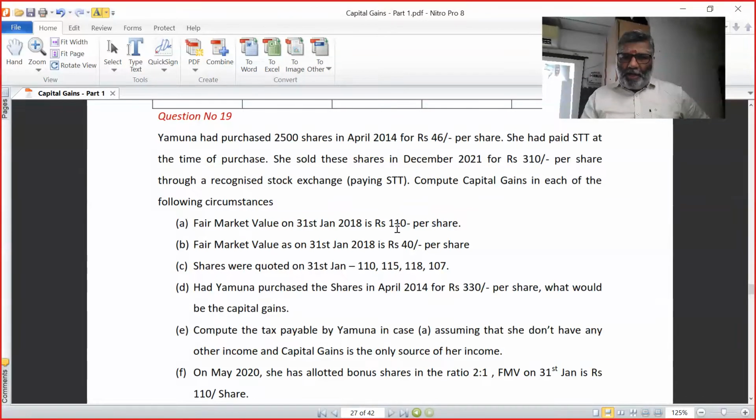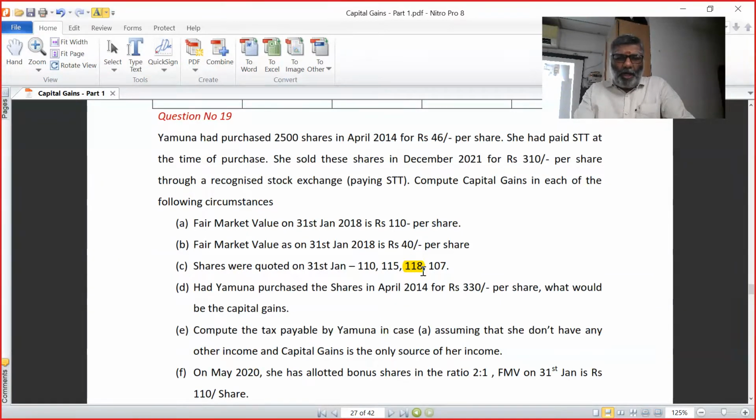If the fair market value as on 31/1/2018 is 40, or the shares are quoted on 31st January 2018 at 110, 115, 118, 107, the highest should be taken. So I will consider 118. Highest should be taken. Had Yamuna purchased these shares in 2014 for 330 per share, what would be the capital gain?